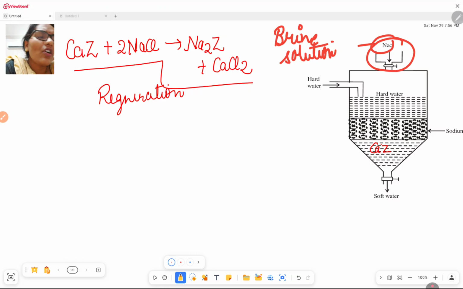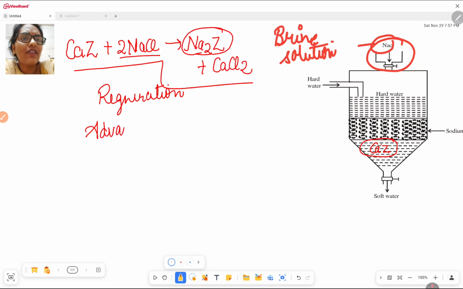Once all the zeolites are exhausted, we are using brine solution, which is sodium chloride. This calcium zeolite is reacted with the sodium chloride and it will convert into sodium zeolite. Again, you can soften the water from this sodium zeolite. So this is a very important process. The very important thing is this, कि it removes both types of hardness, temporary as well as permanent hardness.